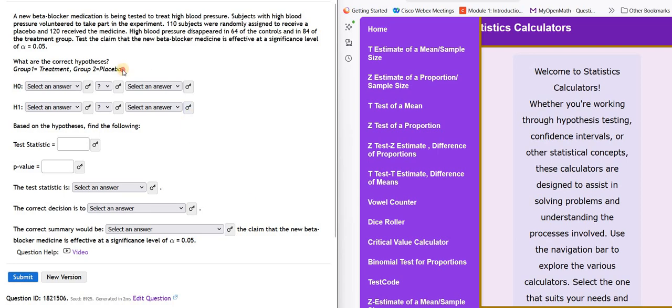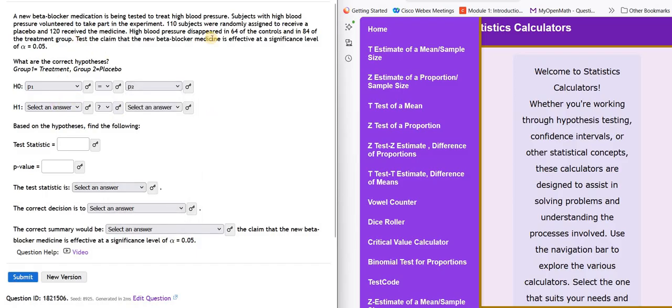Notice here that group 1 is the treatment group and group 2 is the placebo group, which means the first proportion P1 is going to come from treatment and P2 is going to come from placebo. So we know that the null hypothesis states that it's a statement of equality, which means proportion 1 is equal to proportion 2. So there's no change here.